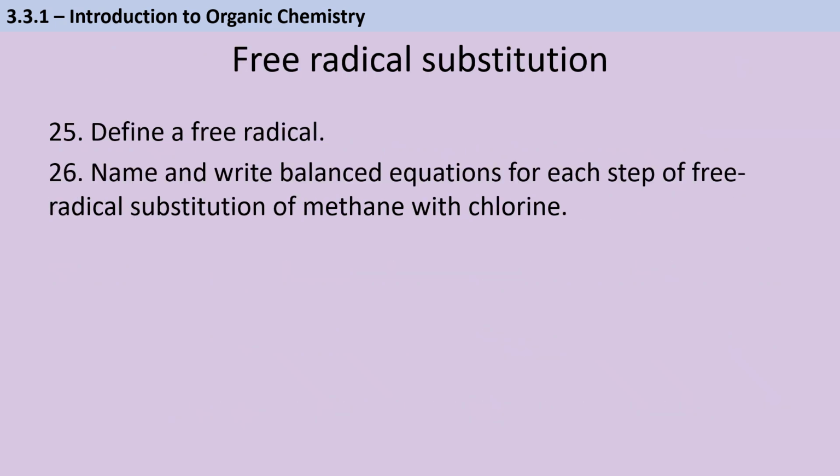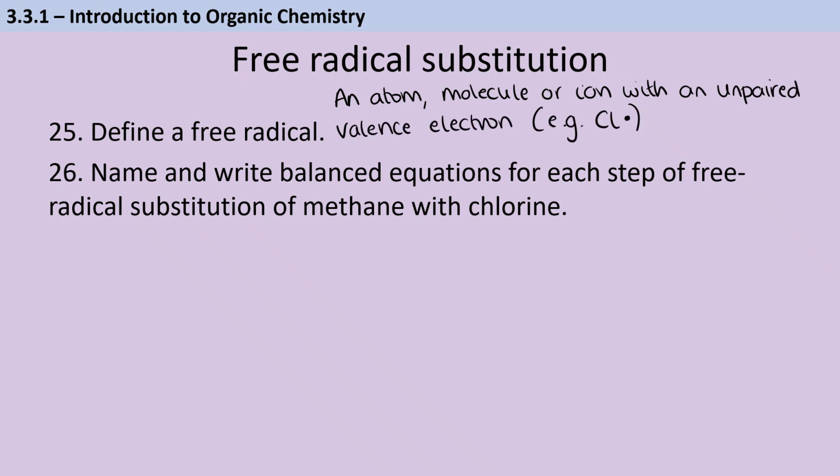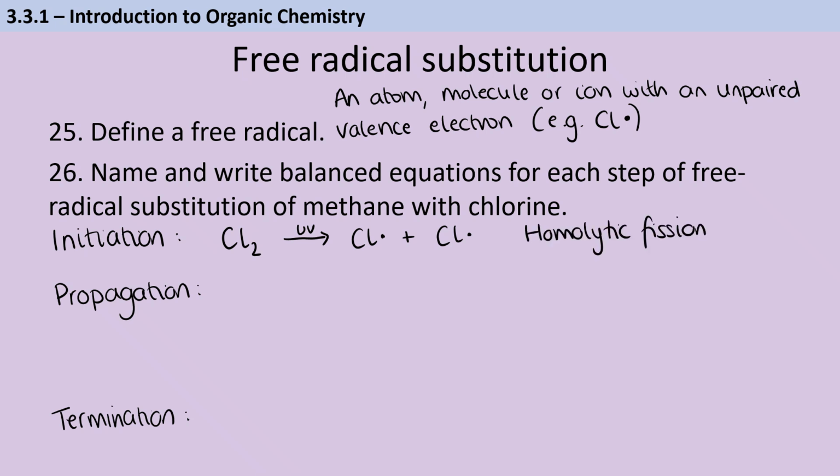A free radical is an atom, molecule or ion that has a single unpaired valence electron, and we denote this using a single dot. Free radical substitution of methane with chlorine has 3 steps to it, so we need to think about initiation, propagation and termination. In the initiation step, UV light is responsible for the homolytic fission of chlorine molecules. So homolytic fission means that the bond is breaking and it's breaking evenly. So both of the atoms in that molecule are getting one single unpaired electron, and that's why we have 2 free radicals.